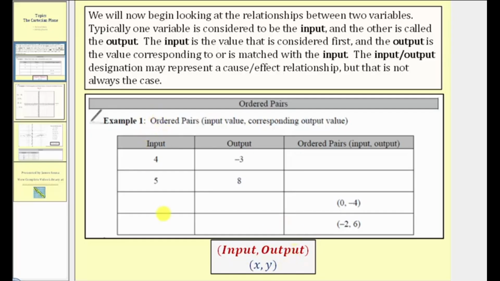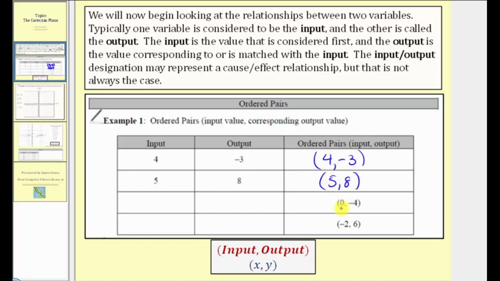Example 1, we're asked to complete the table. So here we have an input of 4, an output of -3, and asked to write the ordered pair. So the input is first, comma, the output is second, and we organize this in a set of parentheses. Next, the input is 5 and the output is 8, so we have 5 comma 8 in parentheses.